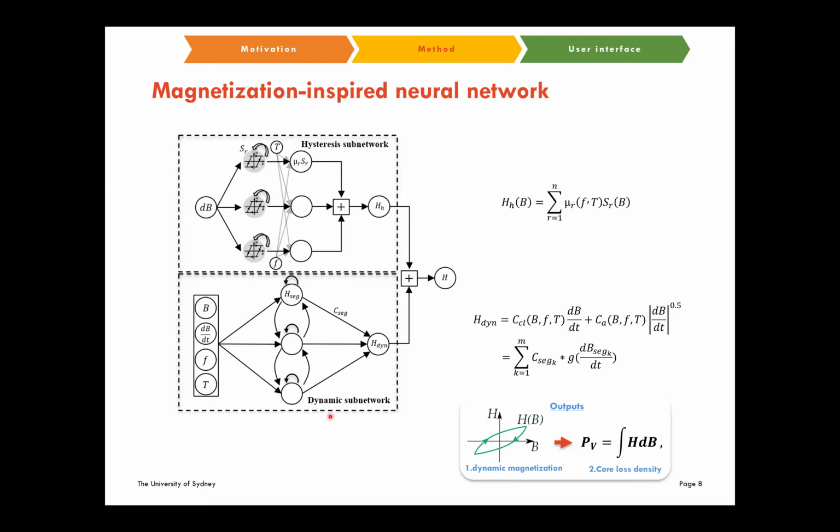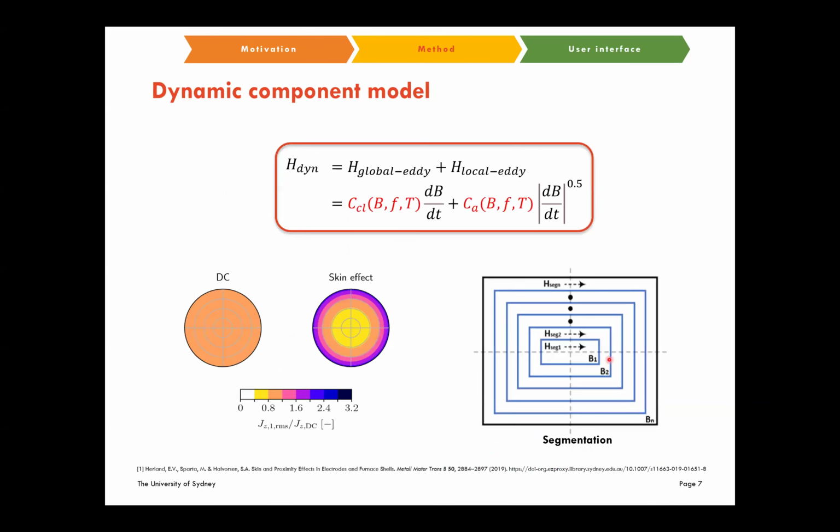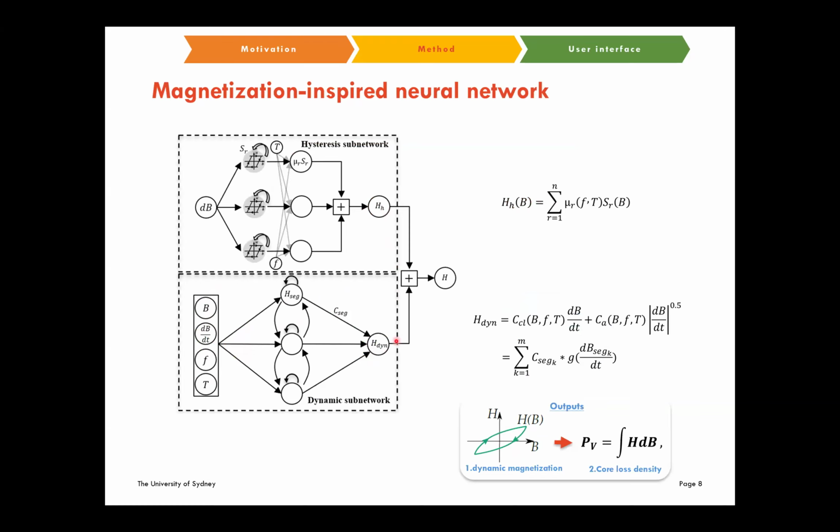For the lower part, we predict the dynamic component. We follow this equation, and we can simplify it into another form. From this equation, you can easily find the inputs are B, f, T, dB, and dt, so we use them as the input of the neural network. We use one hidden layer to predict this nonlinear function, and another hidden layer to the output layer, the weights, to predict the coefficients. You can regard this nonlinear equation result as the magnetic field strength along one segment. Eventually, you sum the two components together, and you obtain the final magnetic field strength.